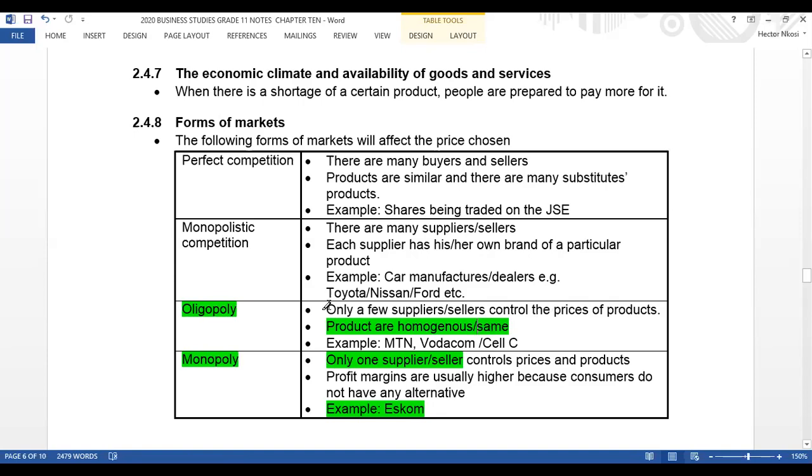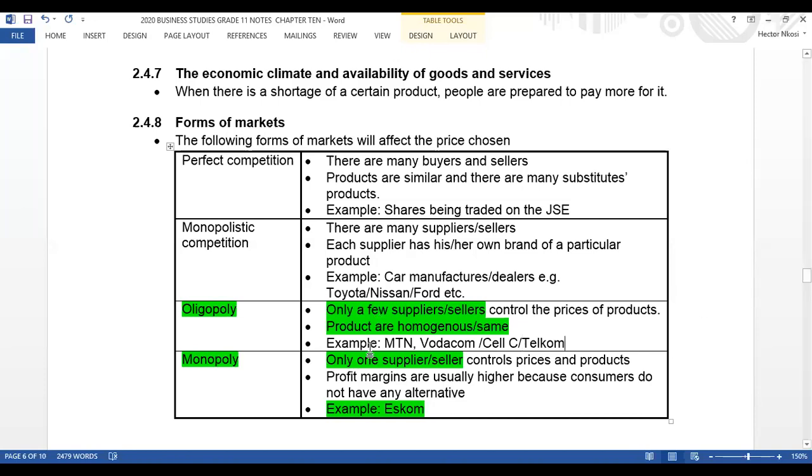Right. And here it's only a few suppliers or sellers. Does it make sense? Now we're speaking about your network services, right? Example, your MTN, your Vodacom, your Cell C, your Telkom. Telkom, it's known as ATA. So far these are the ones that I'm familiar with, basically. So that's your oligopoly.